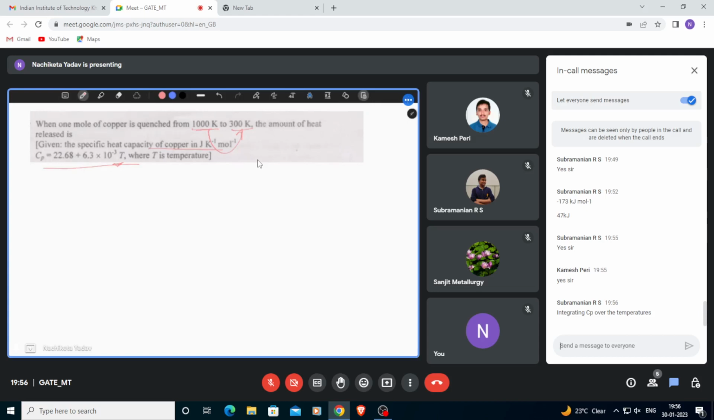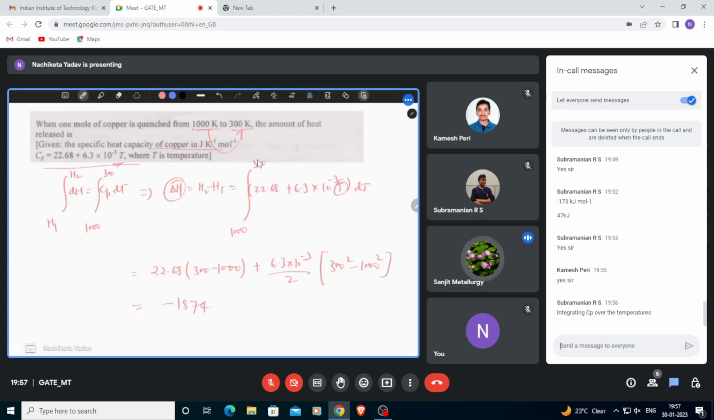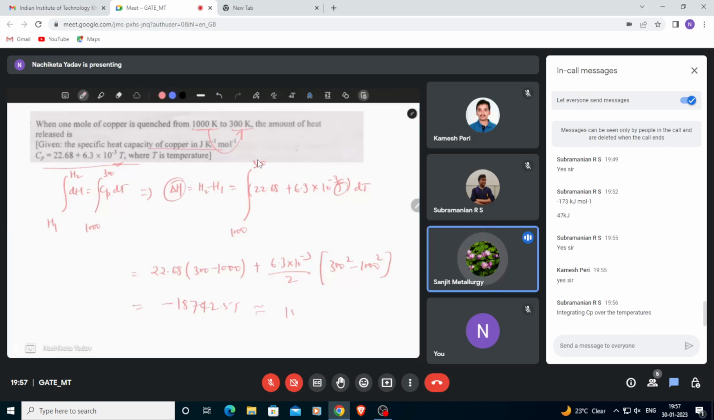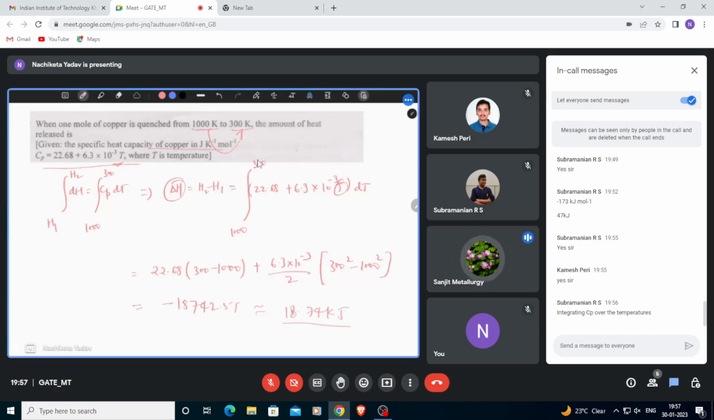We need to simply integrate. We know dH equals Cp dT, from temperature 1000 to 300. It is already given in Kelvin. Suppose this is H1 to H2. If you integrate, delta H, that means H2 minus H1, is the integral from 1000 to 300 of 22.68 plus 6.3 into 10 to the power minus 3 T dT. That is 22.68 times (300 minus 1000) plus 6.3 into 10 to the power minus 3 times T squared by 2. If you solve, you will get nearly 742.